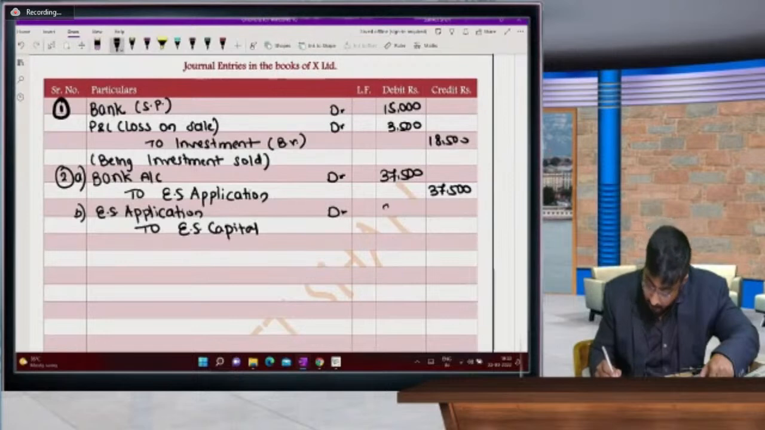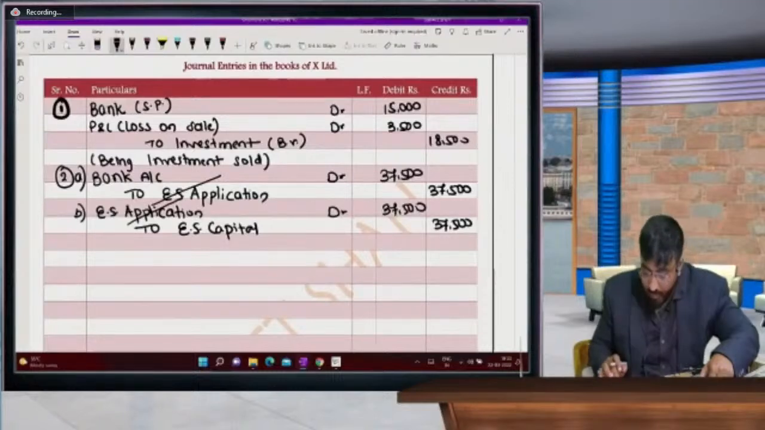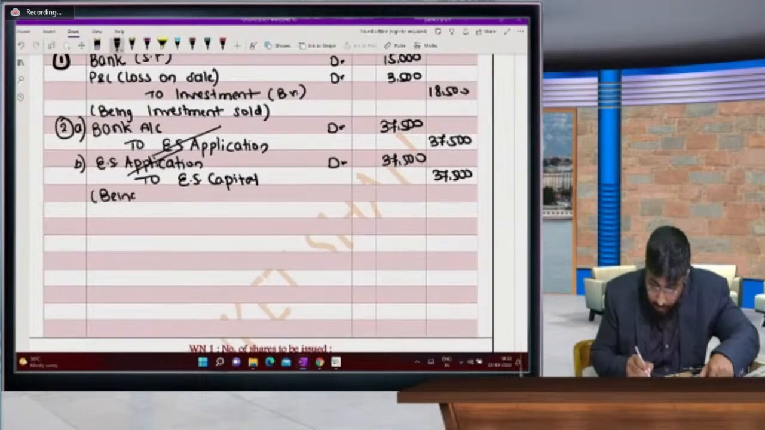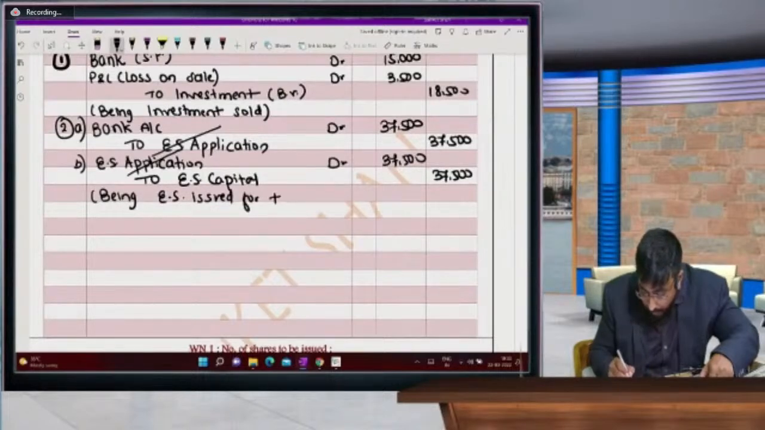To equity share capital, 37,500. Being equity shares issued for the purpose of redemption.